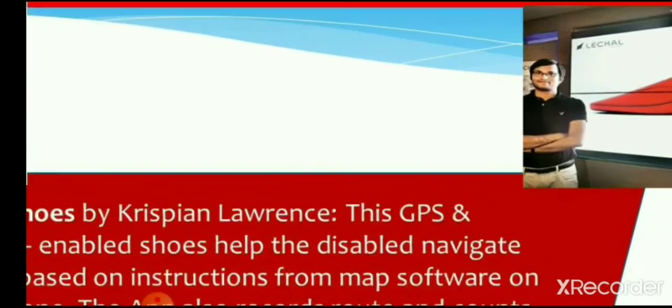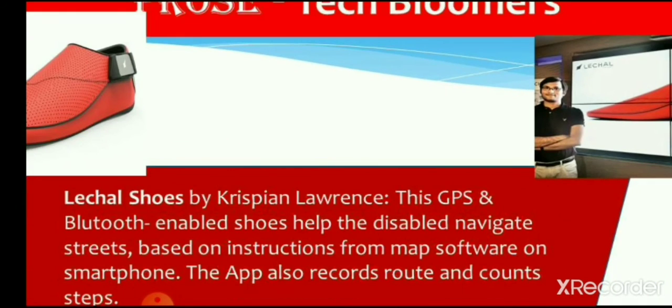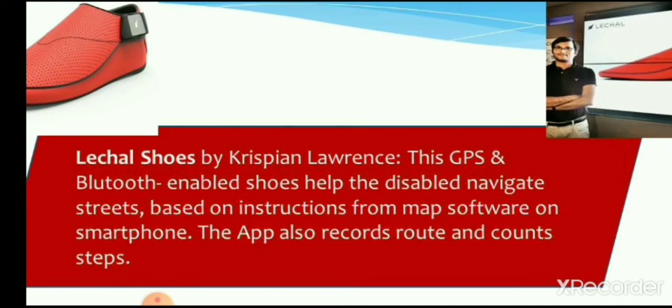So here is Crispian Lawrence. These GPS and Bluetooth enabled shoes help the disabled navigate streets based on instructions from map software on a smartphone. The app also records the route and counts steps.